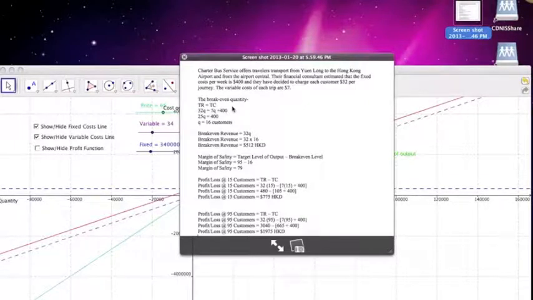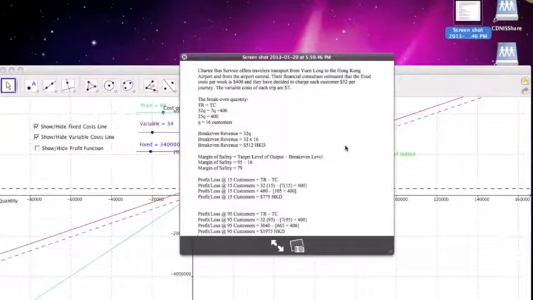Break-even quantity is when the total revenue equals the total costs. And 32Q would be 32 times the quantity, where 32 equals the price. As for the other side, on the right side, would be the variable cost added to the fixed costs. So in total, after calculations, the break-even quantity would be 16 customers. As for the break-even revenue, $32 multiplied by 16 customers would equal 512 Hong Kong dollars.